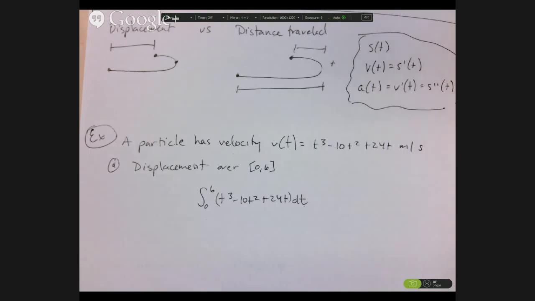How's that integral going? Pretty good. Just look in the book. What's the answer? I'm just kidding.